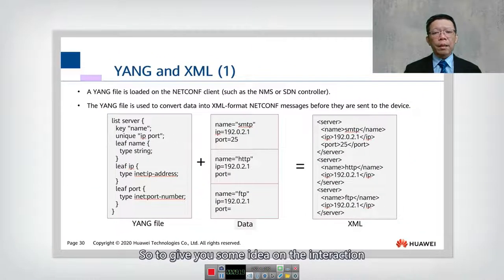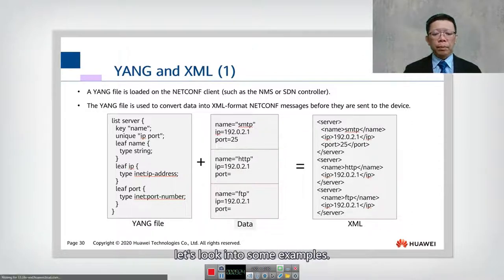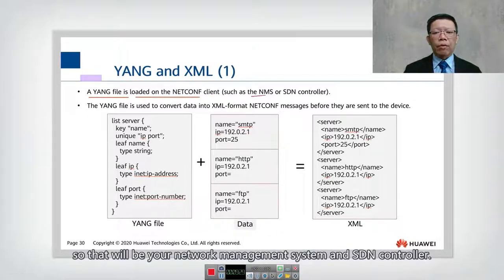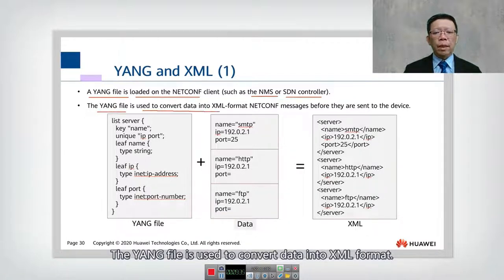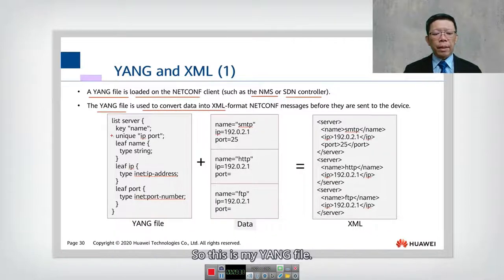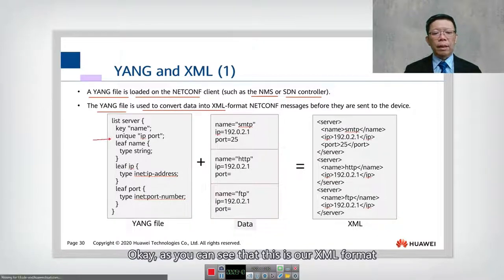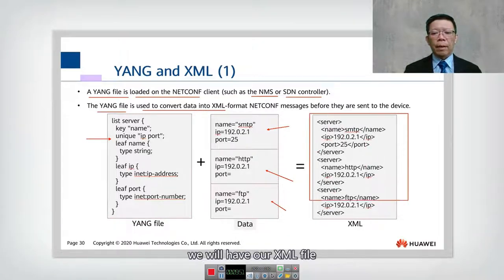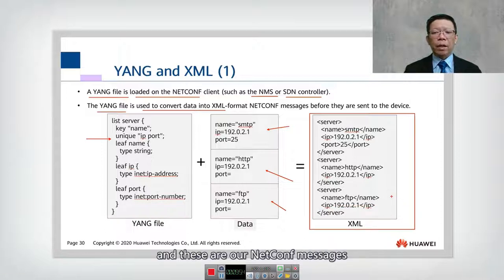To give you some idea of the interaction between Yang and NetConf, let's look into some examples. A Yang file is loaded on the NetConf client. That will be your network management system or SDN controller. The Yang file is used to convert data into XML format. So this is my Yang file. As you can see, this is our XML format, and this is our data. This is our data modeling. If you add this information together, we will have our XML file. And these are our NetConf messages before they are sent to the device.